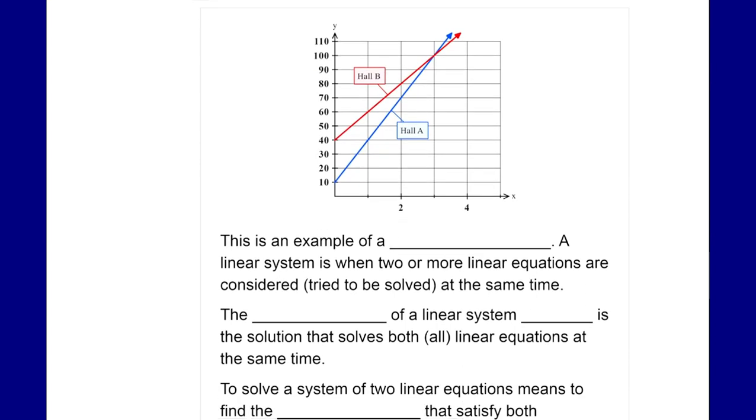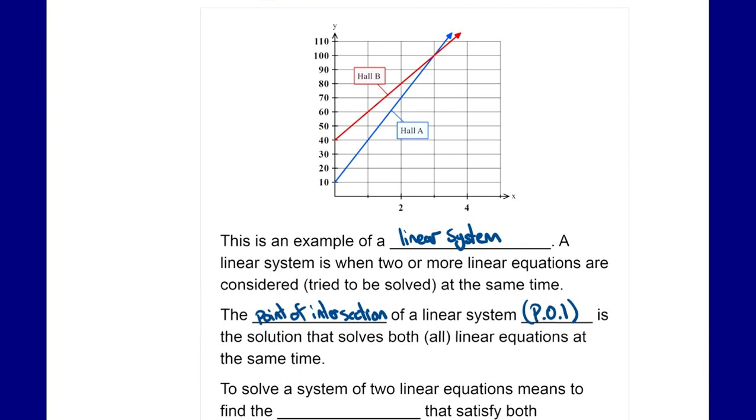So this is an example of a linear system. A linear system is when two or more linear equations are considered, or what we mean by that, tried to be solved at the same time. So we're trying to solve these equations at the same time to see when they are the same. The main thing that we're looking for is the point of intersection. I think I've been saying interception, but it should be intersection. Spell it right, intersection.